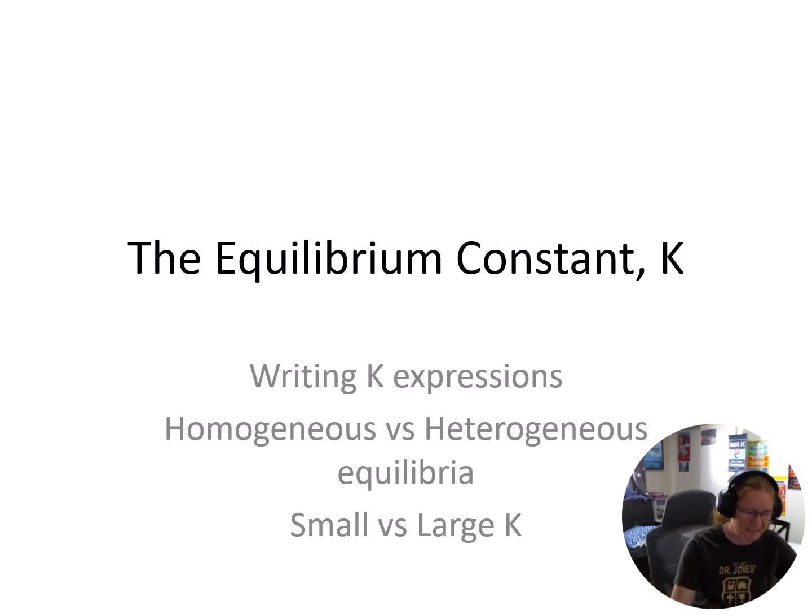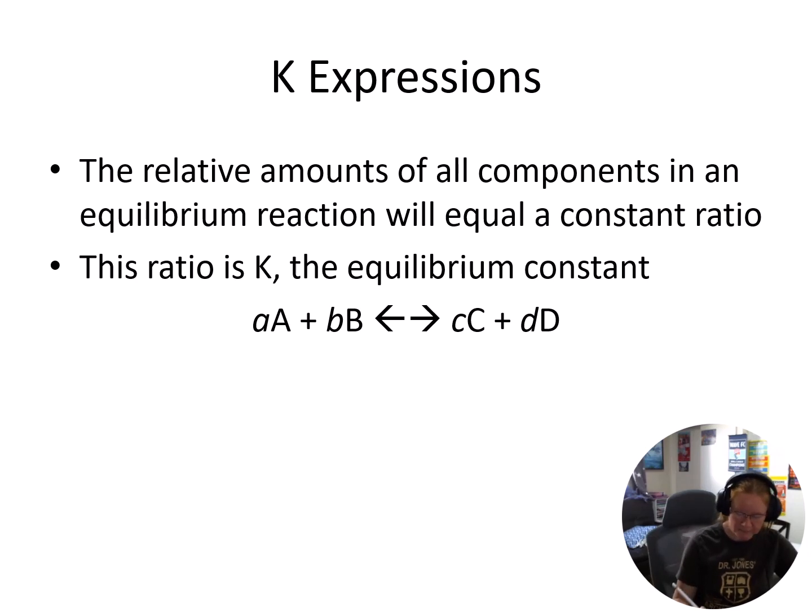All right, let's take a look at these K expressions. So we're looking at a constant ratio. Everything is going to get to that ratio. And when we have Le Chatelier's principle, we perturb the system, and the system will adjust to get back to that ratio. And so we have that equilibrium constant. K is going to equal those products over the reactants. And we raise each thing to whatever coefficient is in front of it.